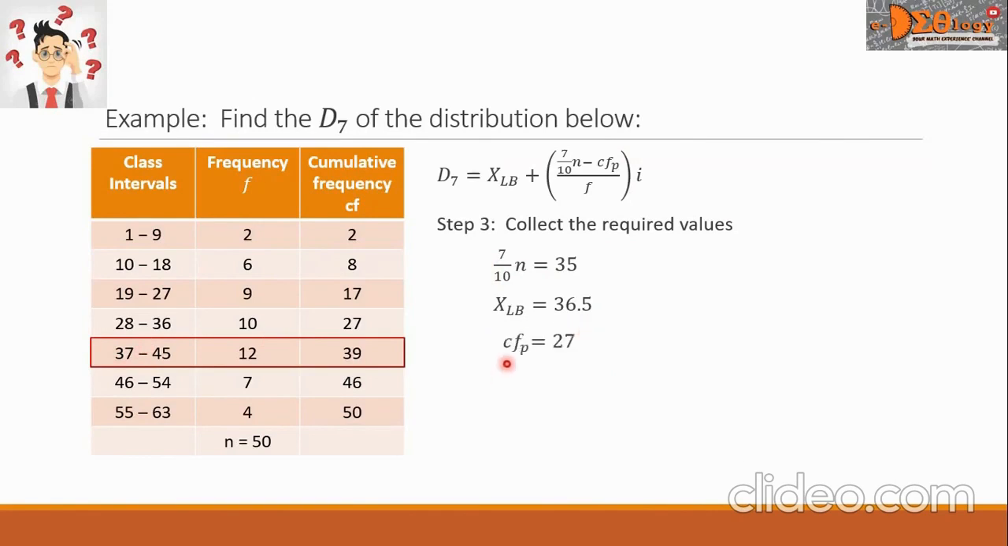Next is the Cf sub p. This is the cumulative frequency of the class preceding the d sub 7 class. And this is 27. Next is the f. This is the frequency of the d sub 7 class. This is the number 12.